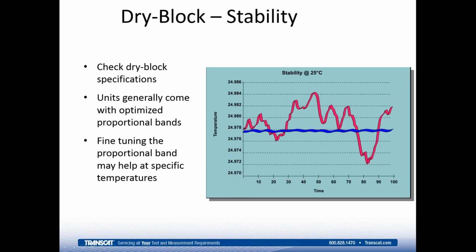So, dry block stability. You need a stable temperature source in order to perform a calibration. There are two kinds of stability. There's stability in the short run, like over a 30-minute period, as the graph here might suggest. It's a little more than 30 minutes, about 100 minutes is being shown. But you've got the short term, and then there's long-term stability.